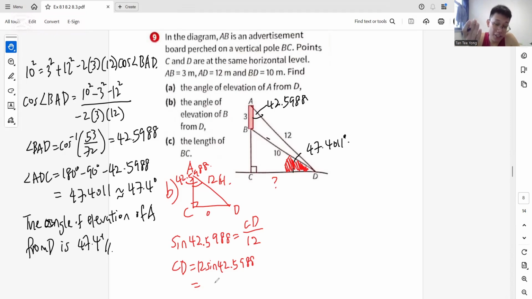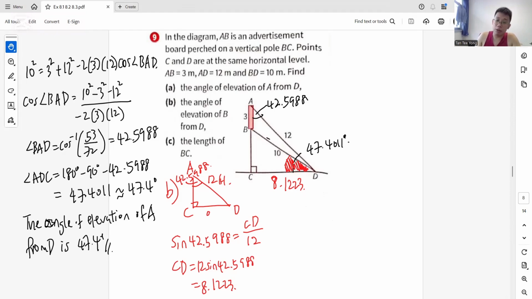Oh, I just realized my calculator is in radian mode. So you have to change it to degree mode for this question, because if you are in radian mode, all your answers will be wrong. Okay, so you will get 8.1223. So this CD is 8.1223.